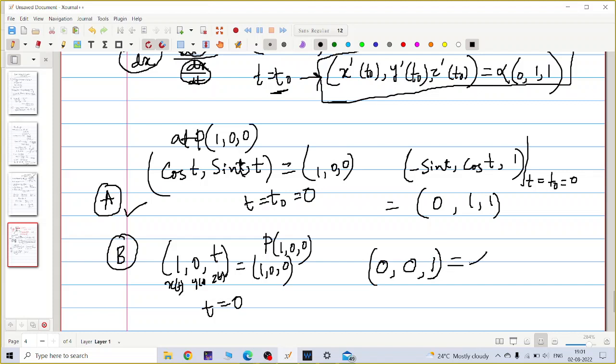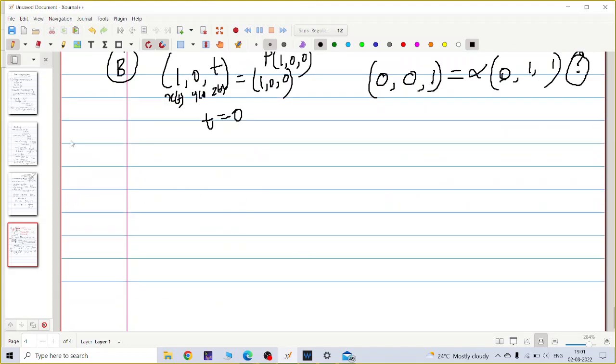So is it equal to alpha into 0, 1, 1? Is it possible or not? Tell me. No, sir. It is not possible for any real number alpha. So option B is false. Okay? Option B is false.